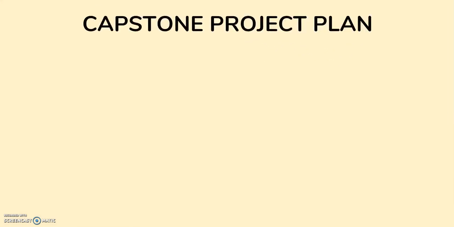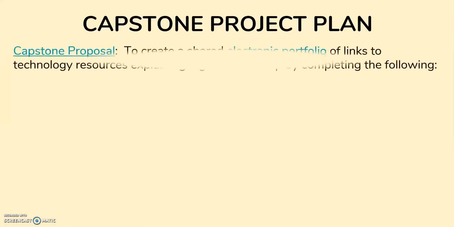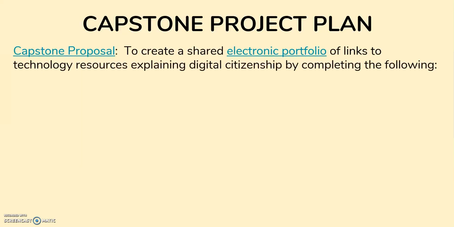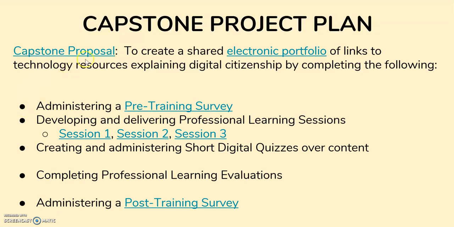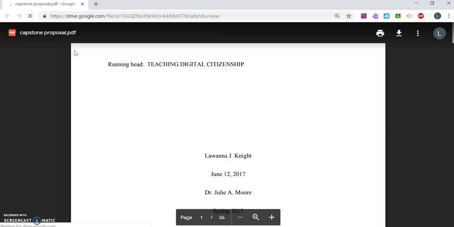With that in mind, part of my capstone project plan was to create a shared electronic portfolio of links that would include technology resources that explain digital citizenship. And I was able to come up with this by writing my proposal. So my proposal is linked here as well. If you click on it, it takes you to the proposal. And my proposal helped me formulate the ideas and what I wanted to address. So that will come up in just a second.